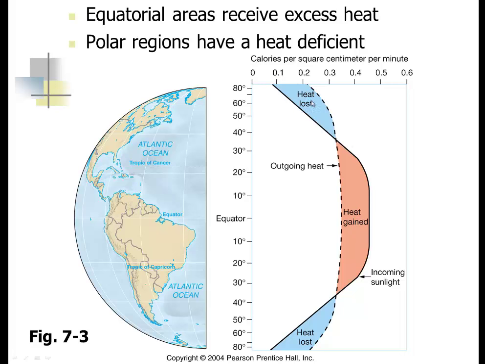What happens is the heat moves up toward the North Pole and down towards the South Pole, which cools off the tropical areas and warms up the polar areas. And these are calories per square centimeter per minute, and not very many calories, but it all adds up.